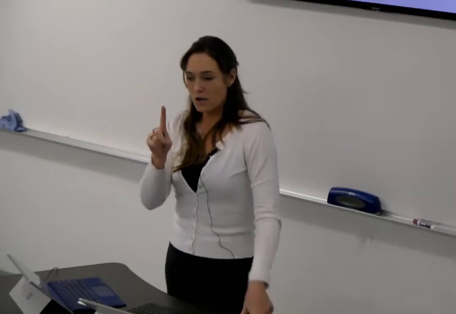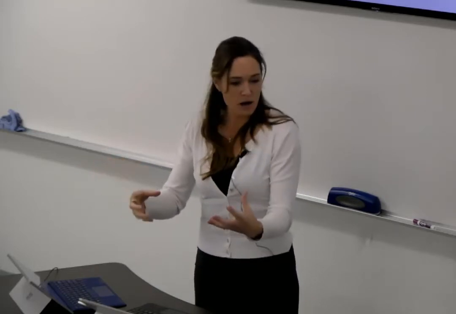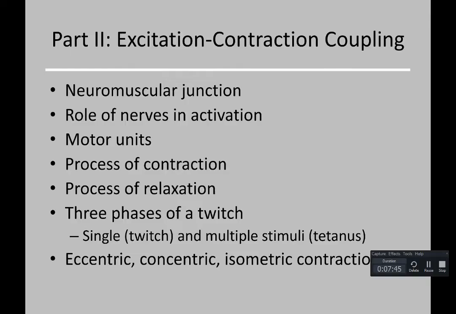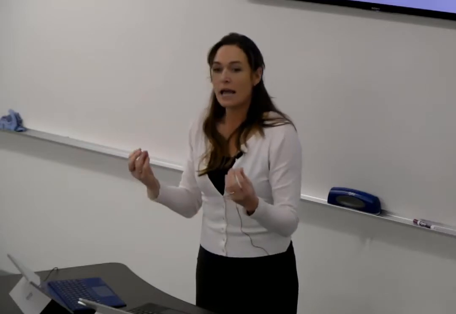So a single motor unit means you have one neuron with lots of branches that's going to activate a certain number of muscle cells at the same time. So, the process of contraction: the neuromuscular junction depolarized the muscle cell membrane, activated T tubules, and the T tubules told the sarcoplasmic reticulum, release the calcium. Calcium is now free in the cytosol.